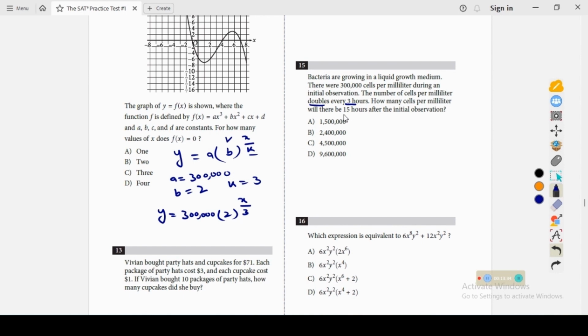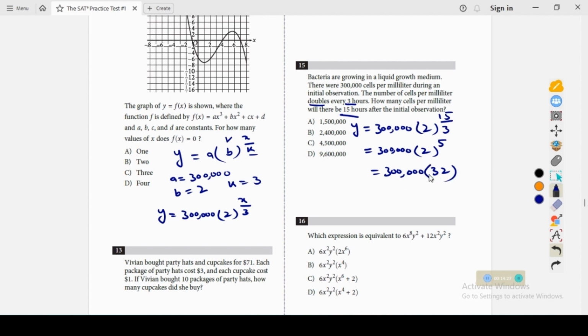Now we have to find the value after 15 hours. So the value of x will be 15. Just substitute the value of x. The equation becomes y equals 300,000 times 2 whole raised to the power 15 by 3. This becomes 300,000 times 2 raised to power 5, and it becomes 300,000 times 32.